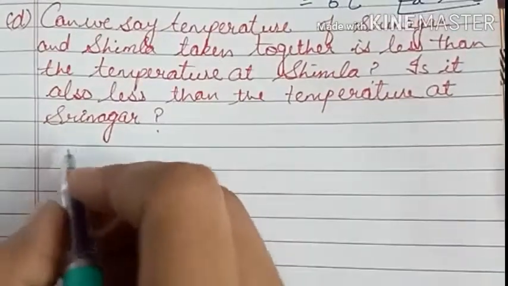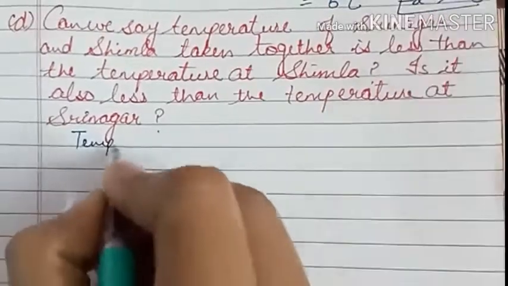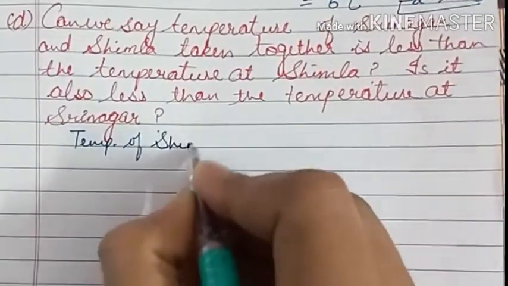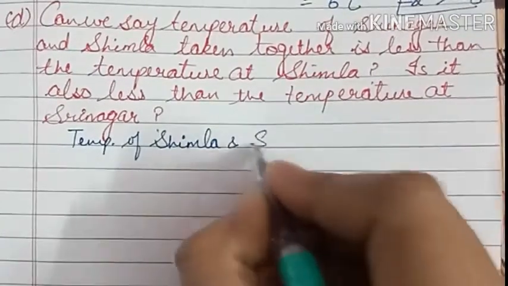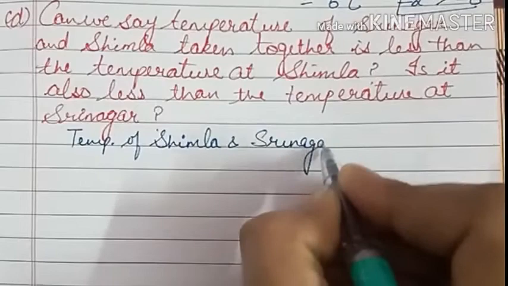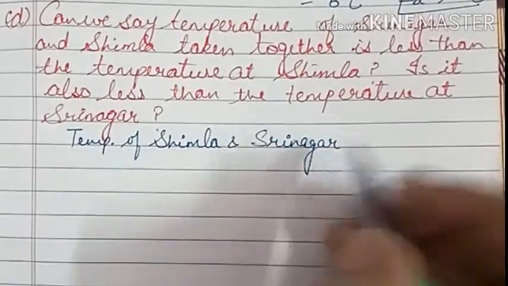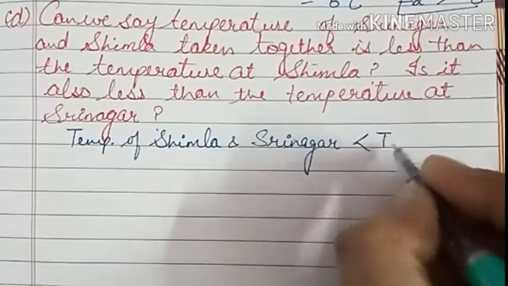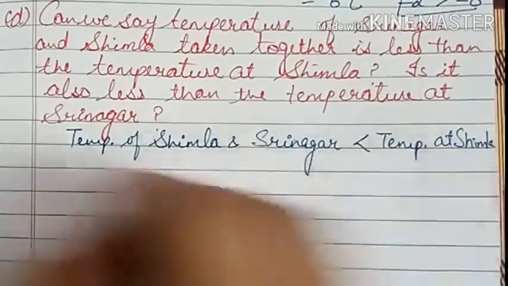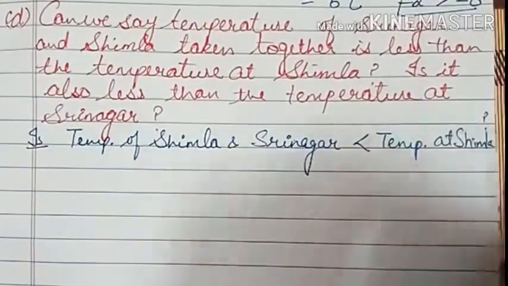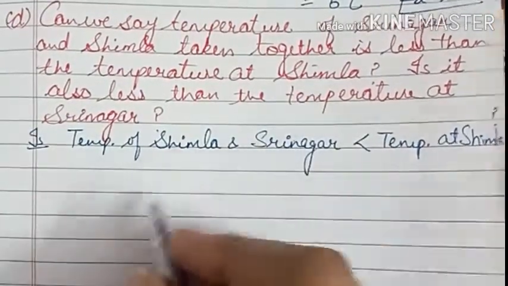So it means they are asking that if we add temperature of Shimla and Srinagar, that if we add temperature of Shimla and Srinagar, is it less than temperature at Shimla? So we have to find is it true or not. So first of all we will add the temperature of Shimla and Srinagar.